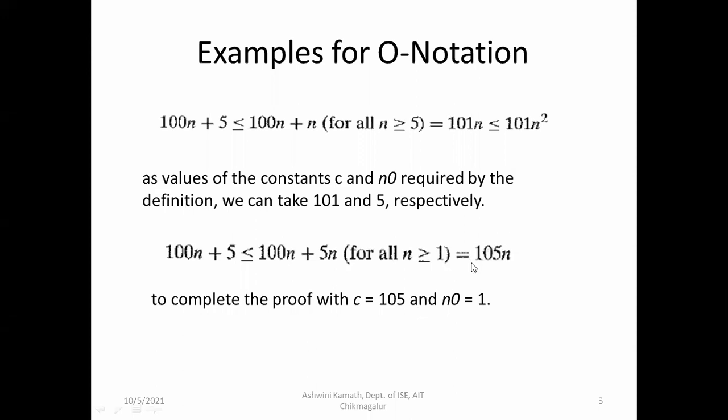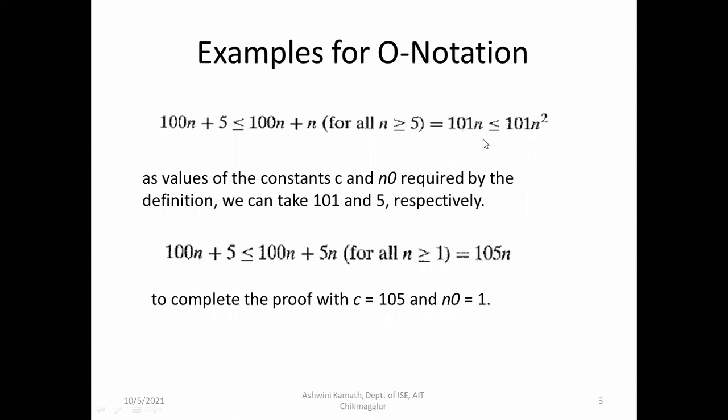So it's a constant. Now n naught is equal to 1. Take the left hand side: we have 100 into 1, that is 100 plus 5, 105. 105 is equal to 105.